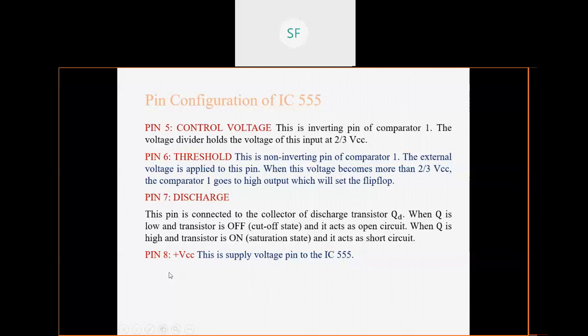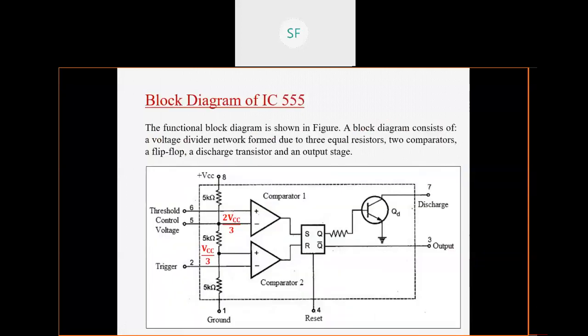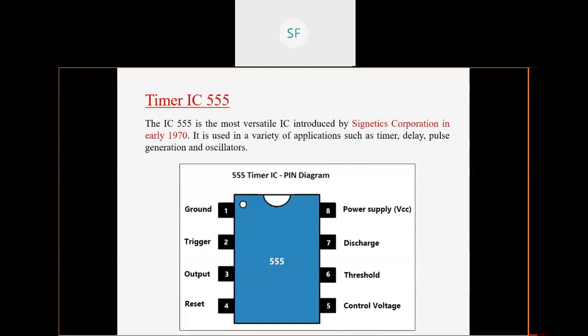And the last is pin number 8, which is nothing but the supply pin, that is, plus VCC is given on pin number 8. Okay, so these are the pin configuration of IC 555. I will again forward this PPT to you. Just go through this complete block diagram, and then we will utilize this knowledge while explaining the astable multivibrator and monostable multivibrator topics. It will be very useful for us.